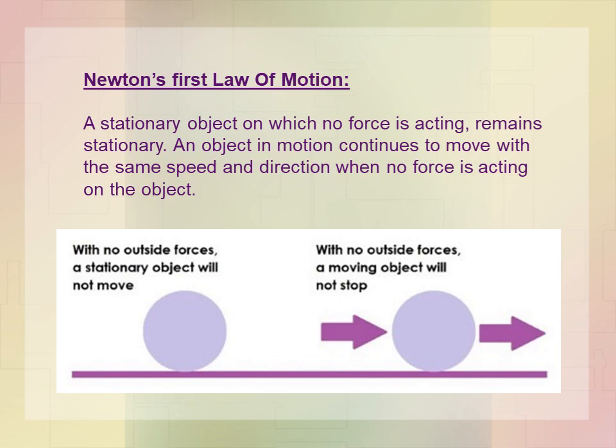Suppose a ball is at rest. So with no outside force, that ball will remain at rest like it is in the picture. It will not move. The same ball, if it is in the moving position, that is in motion, will move in the same direction unless an unbalanced force or any outside force acts on it, so the ball will continue its motion.